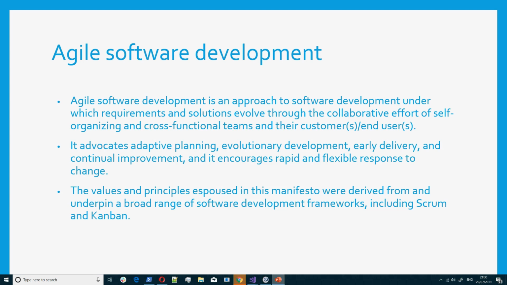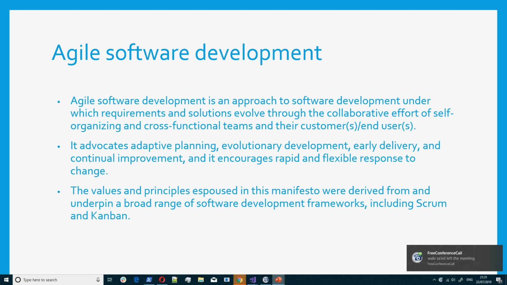And it advocates advanced planning. So you have different planning sessions that you have to do, and also you would need to release early or deliver early to the client. Because you are going to be delivering early, you would also be having continuous development and improvement, and you have to be flexible to change. This change could happen even right at the end of your development or as early as possible. So you should be flexible to change.